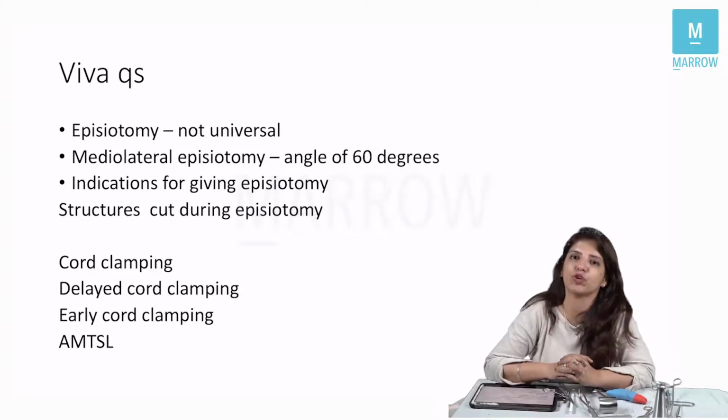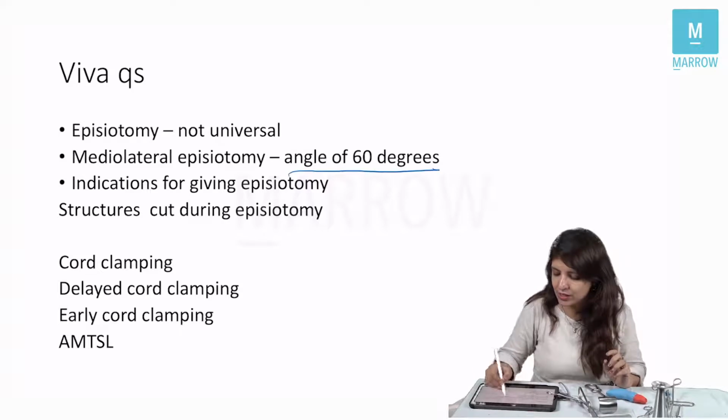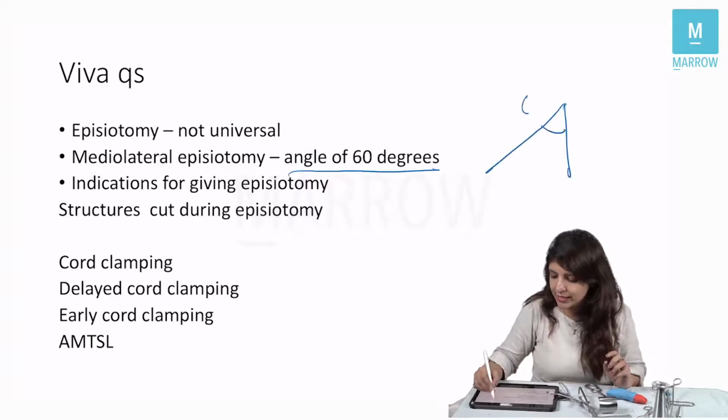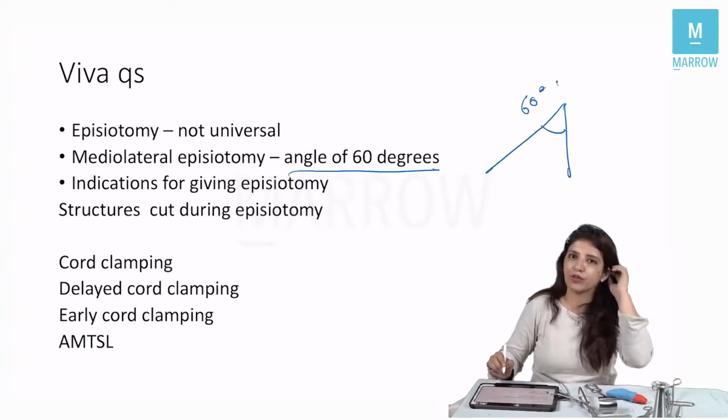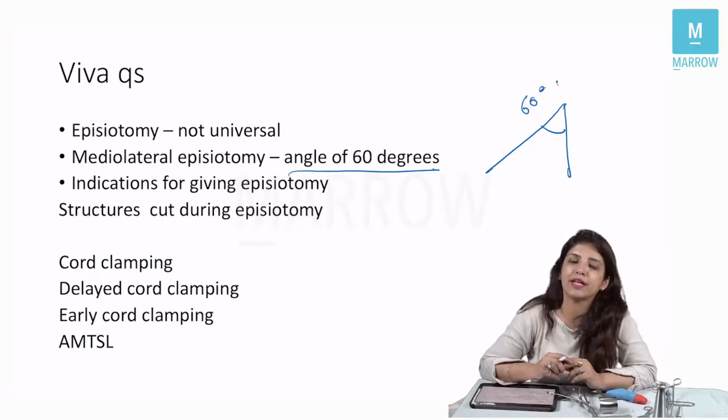The most common episiotomy which is given is a right mediolateral episiotomy, and in stressed condition, a right mediolateral episiotomy makes an angle of 60 degrees. So it is made at an angle of 60 degrees, right? Then in AIIMS also, this question was asked this year in AIIMS June 2020. What are the structures which are cut during episiotomy?